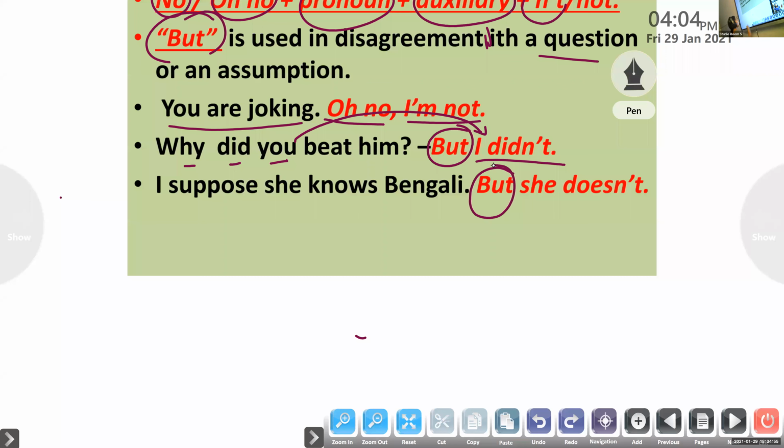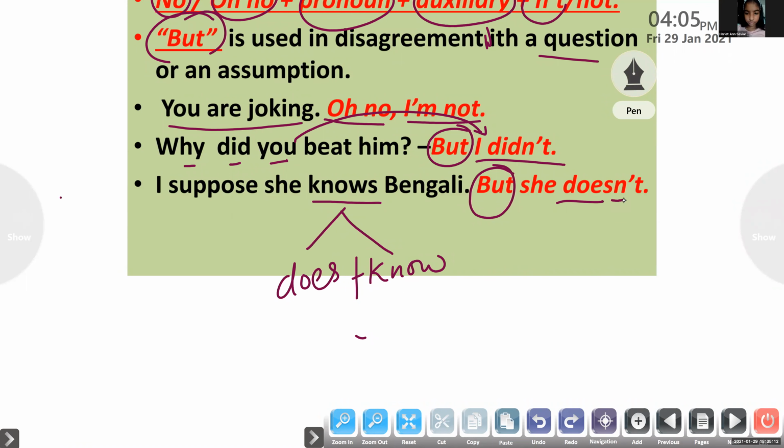Knows should be split into does plus know, right? Does plus know. So the auxiliary verb is does. And along with does, you can add n't. Am I clear? Do you have any doubt here? No, ma'am. Sure? Yes, ma'am.